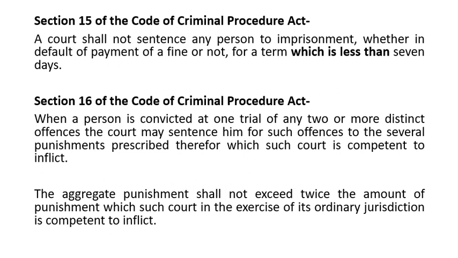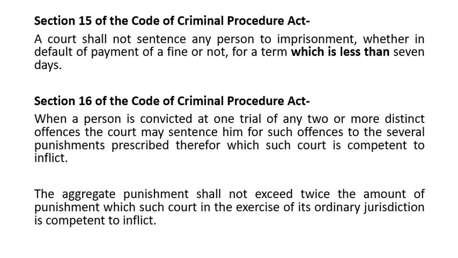Then section 16 of the Criminal Procedure Code. When a person is convicted at one trial of any two or more distinct offences, there may be so many offences in one trial, the court may sentence him for such offences to the several punishments prescribed therefor, which such court is competent to inflict. Suppose there is A offence and B offence, then 6 months, the magistrate can impose 1 year. But there may be 2 years, then altogether 4 years, that also can be granted. But suppose ABC offences, 2 years each, then altogether 6 years, that cannot be done.